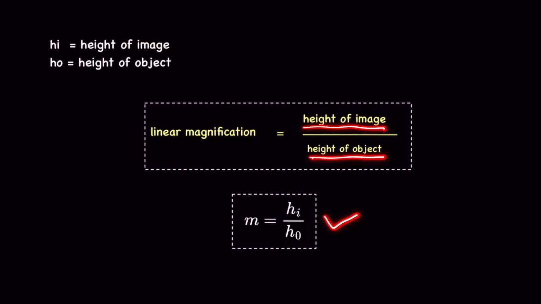M is equal to Hi by Ho. And always remember, in these formulas, we always use the sign convention. I will explain it shortly.